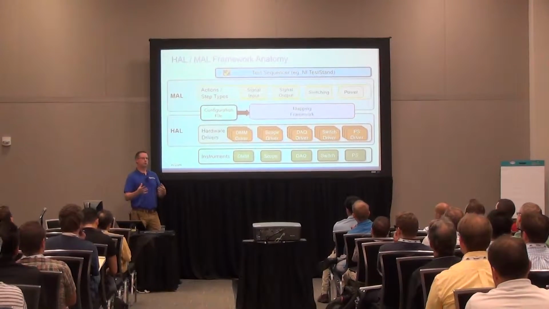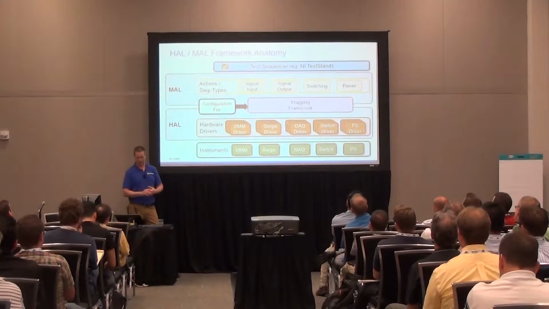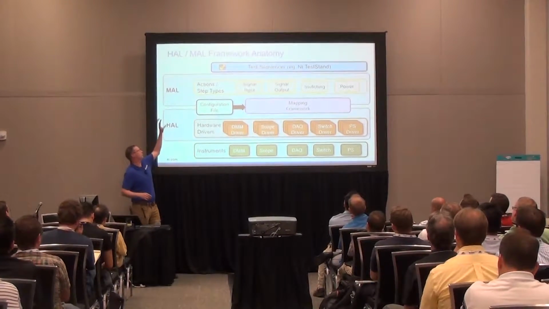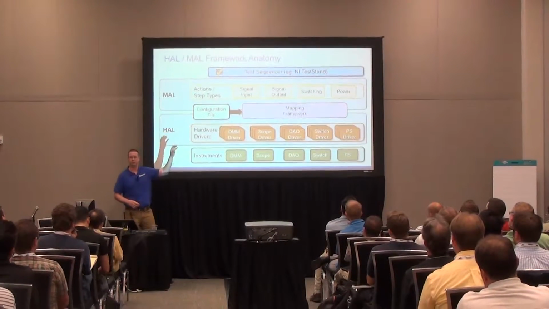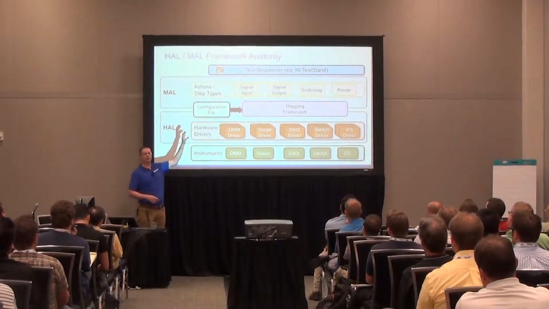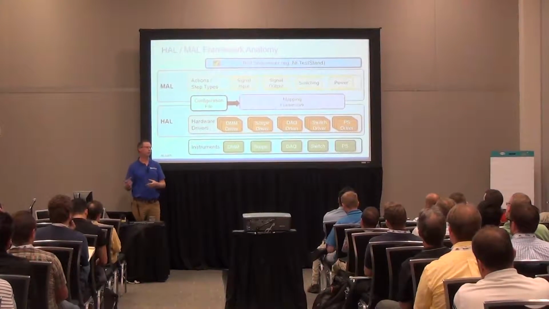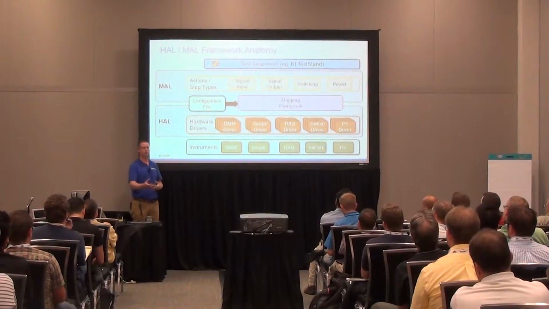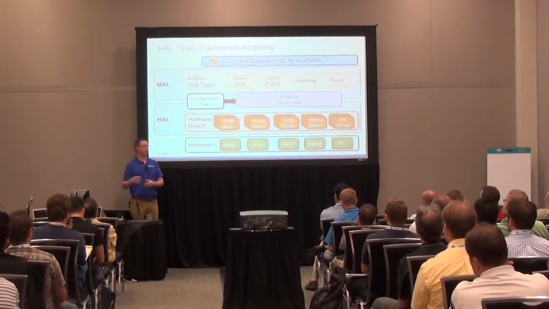So to take a look at the anatomy of a system that uses hardware and measurement abstraction, you still have that test sequencer up at the very top. But instead of calling specific code modules for a particular piece of instrumentation, you call an action or a step type. And these actions are high level. They're things like signal input, waveform output, power supply out, or power output. And these are from the point of view of the unit under test.